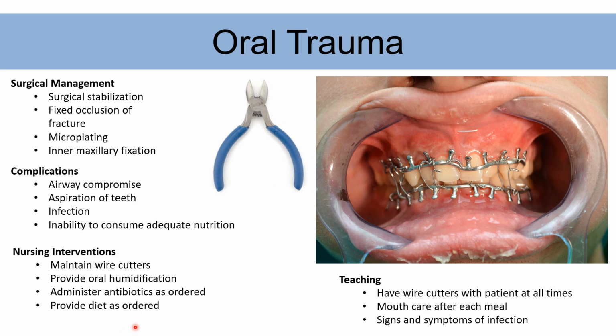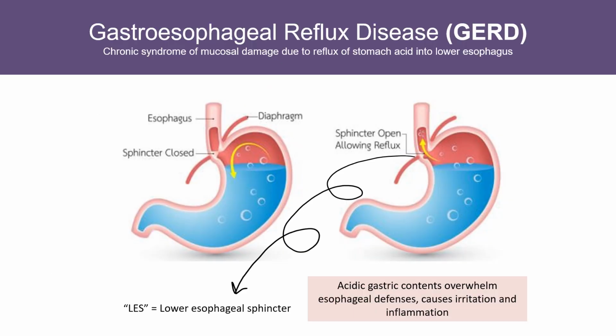So again, we want to maintain wire cutters at the bedside, and if the patient goes home, they should also have wire cutters available. We want oral humidification, give medications as ordered, that might be antibiotics, and a diet as ordered. So I remember having patients who are young, they got in a fight or they got in a bad accident and now they're in rehab with their mouth wired shut. So we would give them a lot of protein shakes, milkshakes, soft food, broth, blended up soup, stuff like that. And we of course want to monitor for signs and symptoms of infection.